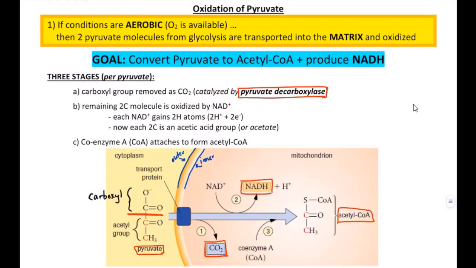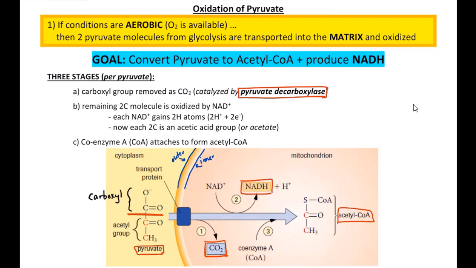So now let's do our short discussion on oxidation of pyruvate. It's very simple. This will only happen if there's oxygen available, so it is an aerobic process. And what will end up happening is you have to transport those two pyruvate molecules that I just made in glycolysis, and they have to get transported all the way into the matrix.